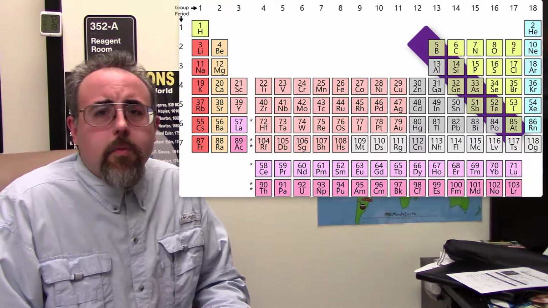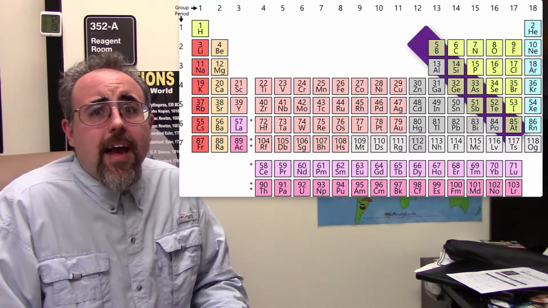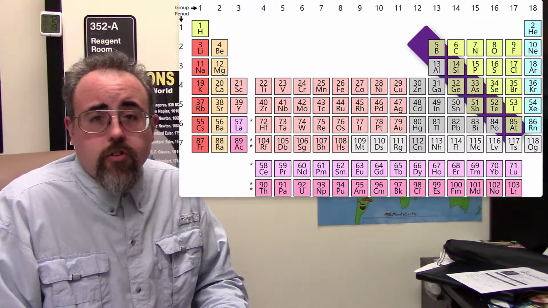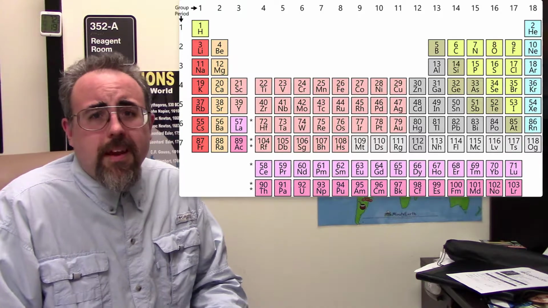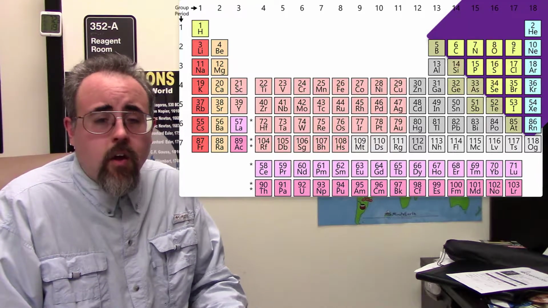This is the dividing point between the metals and the non-metals. And I should really point out that the metal-non-metal distinction is a human distinction. It's an artificial distinction. These are really continuums. So you have things that are more metal-like, more non-metal-like. So the non-metals basically flip everything on its head compared to the metals.